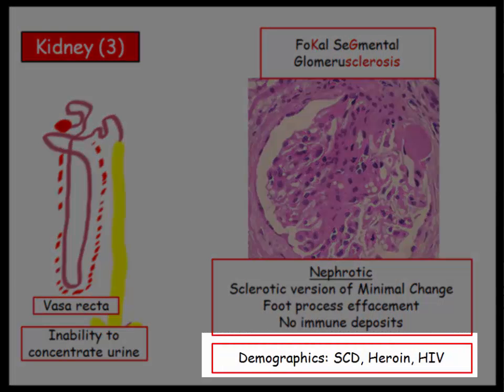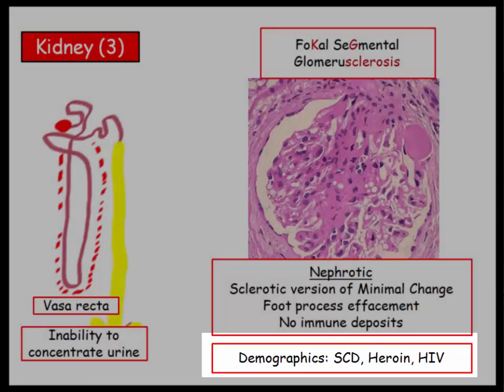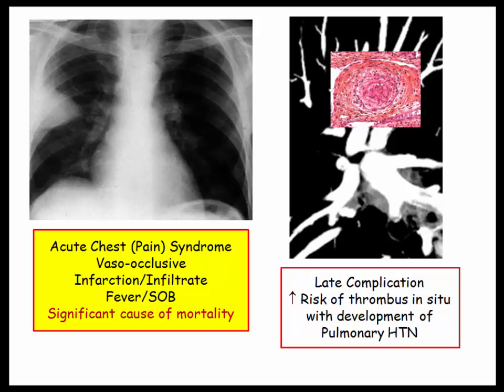The questions on FSGS do seem focused on demographics or risk groups. They will include the pathology and ask you to pick the correct patient demographic, or they'll present a demographic with nephrotic syndrome and ask you to pick the correct pathology. Therefore, be aware of the association of focal segmental glomerulosclerosis with sickle cell disease, as well as HIV and heroin use. The other 2 organ system derivatives include the lungs and central nervous system.